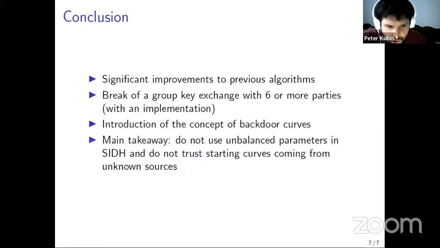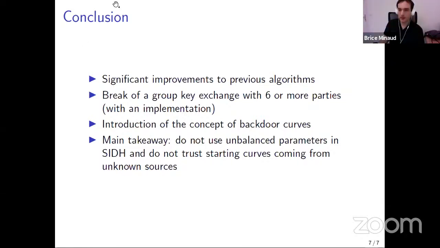So in conclusion, we have provided significant improvements in previous algorithms to break a group key exchange with 6 or more parties. We also provided implementation for that. We introduced the concept of backdoor curves. And the main takeaway from our result is that you shouldn't use severely unbalanced parameters in SIDH. So SIDH is fine because SIDH uses balanced parameters. And you shouldn't trust starting curves coming from unknown or shady sources. Thank you.